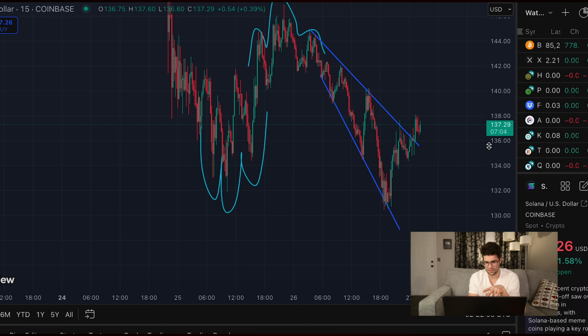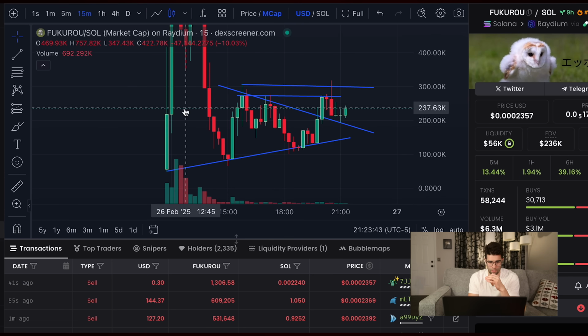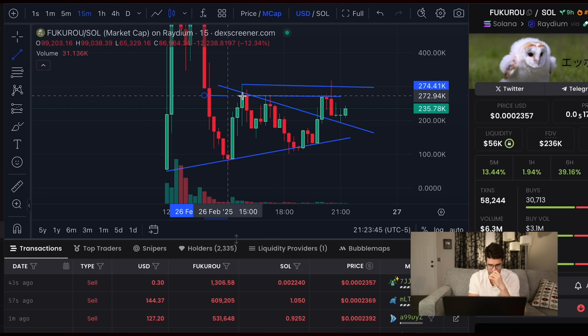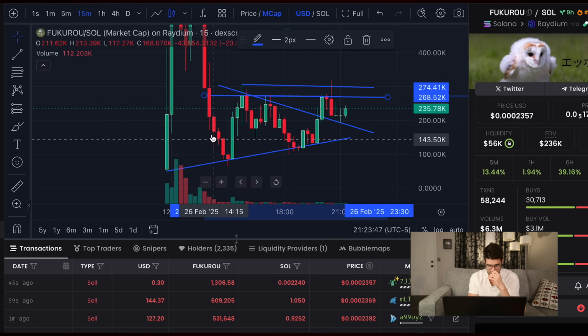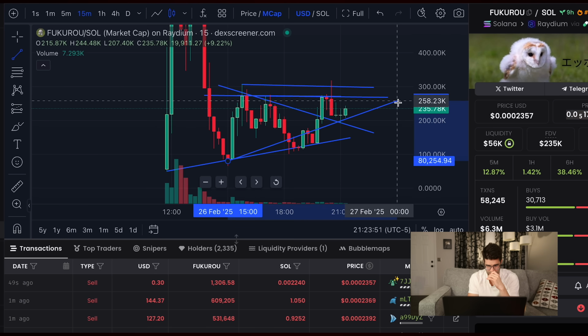It looks like it might have just broken through this wedge. So is this a positive outlook for Solana? Maybe. Does that mean it's a positive outlook for Solana meme coins? Maybe. And if it is, then maybe Fakuru is going to get a little boost, because now we might actually be forming an ascending triangle. Check this out.